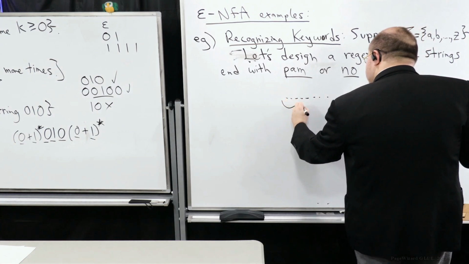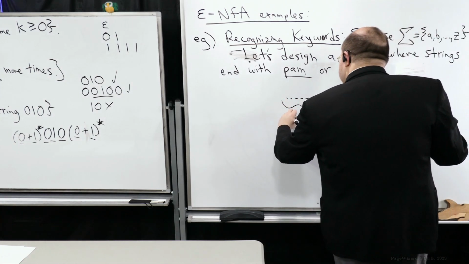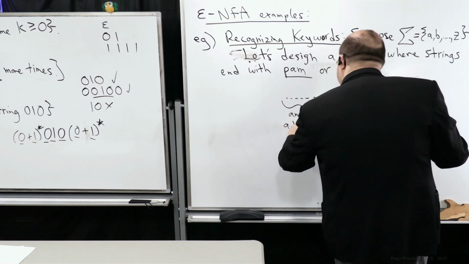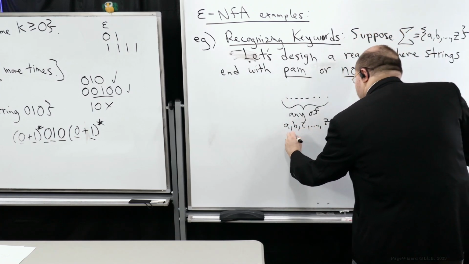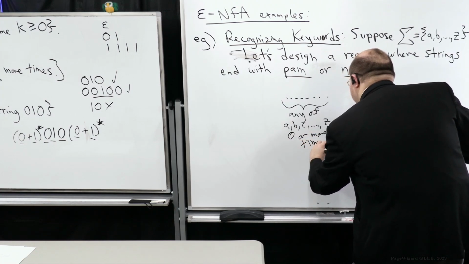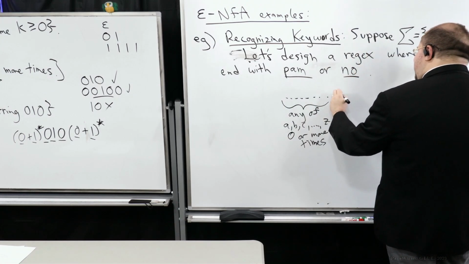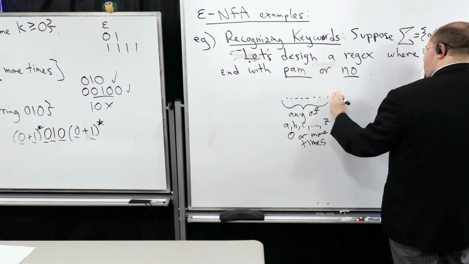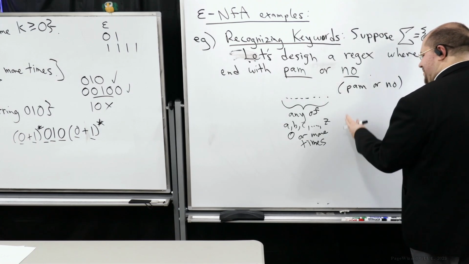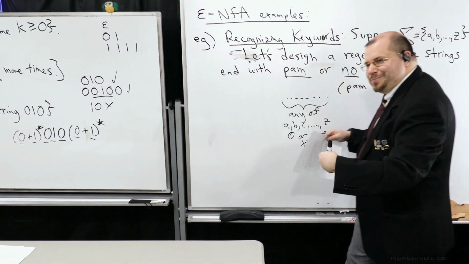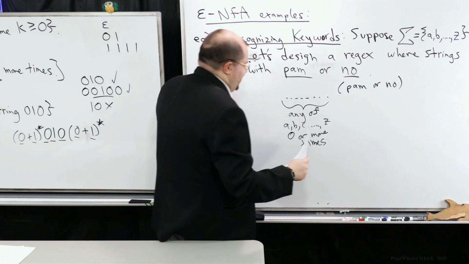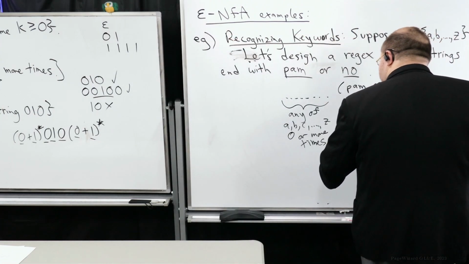So you would have any of A, B, C, all the way up to Z, zero or more times. So there could be stuff here before that, but you know that it's going to be Pam or no right here, right? That has to appear. That's kind of the form of this. So let's try to put this into our regular expression. So what would the resulting regular expression look like?